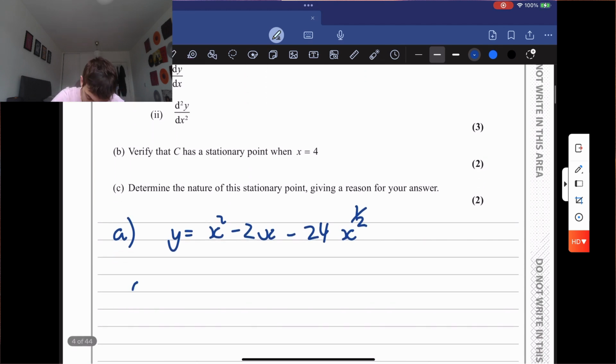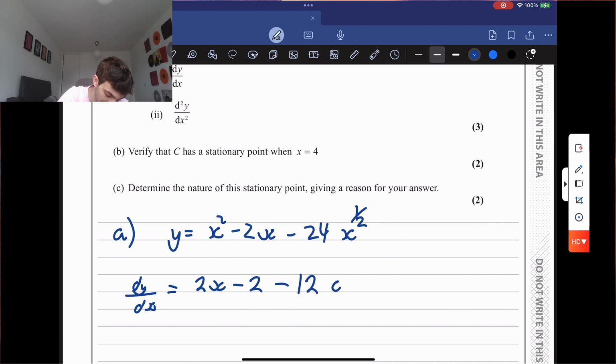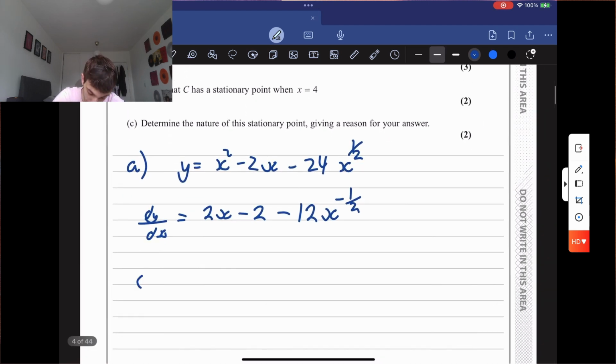So differentiating this to find dy/dx, simple differentiation, bring that power down to the front, take 1 off the power. So x squared differentiates to 2x, minus 2x differentiates to minus 2. Then we do minus 24 multiplied by half, so that's going to be minus 12 x to the power of half, taking 1 off the power, will be x to the power of minus a half. Now to find the second derivative, d squared y over dx squared, differentiate again. 2x differentiates to 2, our constant will disappear. Then we have minus 12 multiplied by minus a half. It's going to be a minus times a minus, so it's going to be plus 6x to the minus 3 over 2, taking 1 off the power.